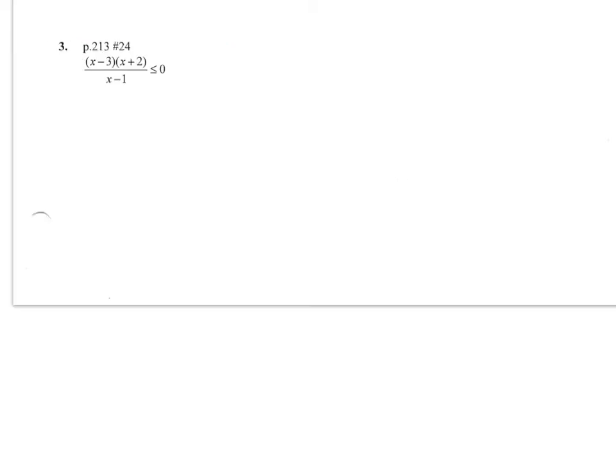Now take a look at number 3. It's a little bit different. Now we're talking about a rational function. So if you had to go into all the details of a rational function, you'd talk about the asymptotes and the x-intercepts. Well, let's just do this one with a straight number line.